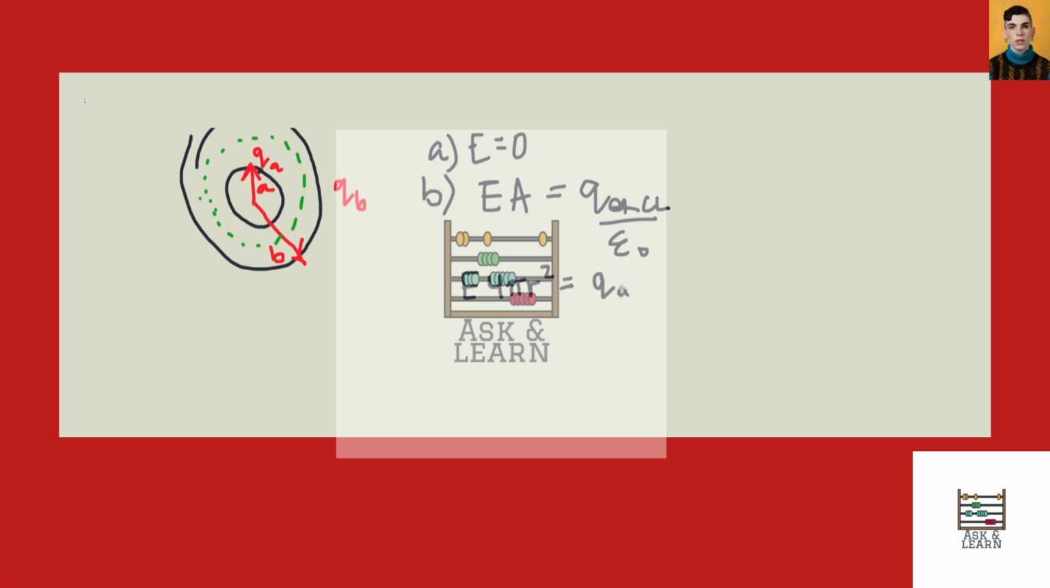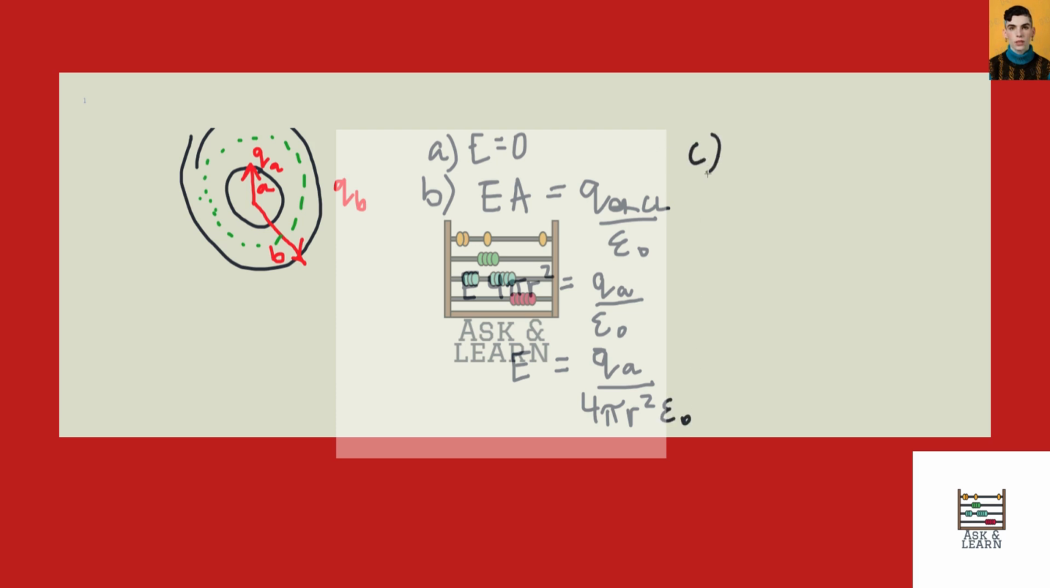That's just QA. But if you had a charge in the center, for example, you would do QA plus that charge, of course, divided by epsilon naught. And then we can say that E equals Q enclosed over 4 pi r squared epsilon naught. So E is QA over 4 pi r squared epsilon naught.